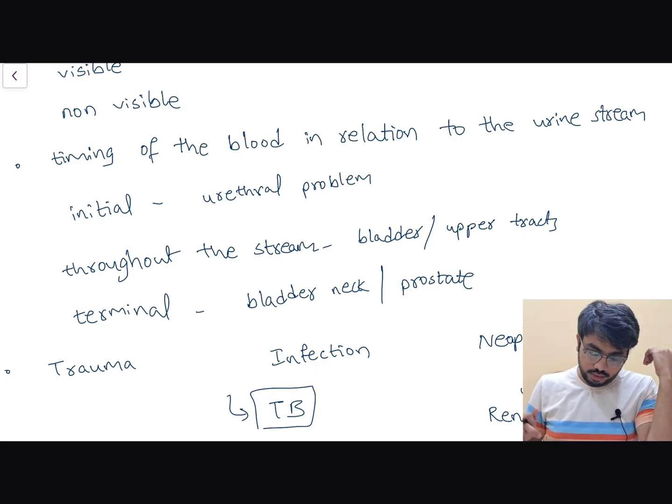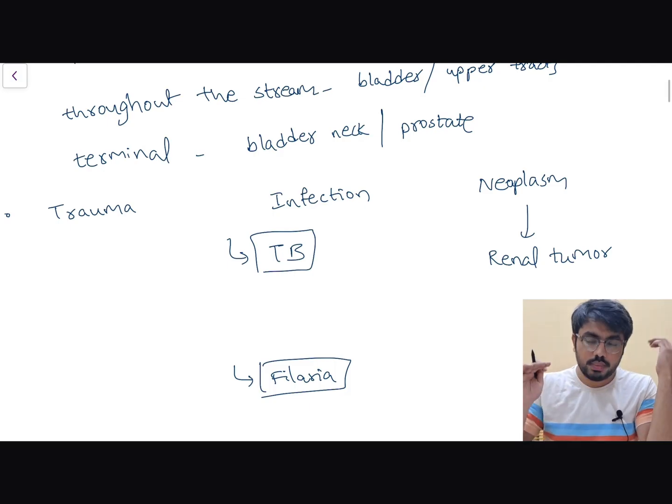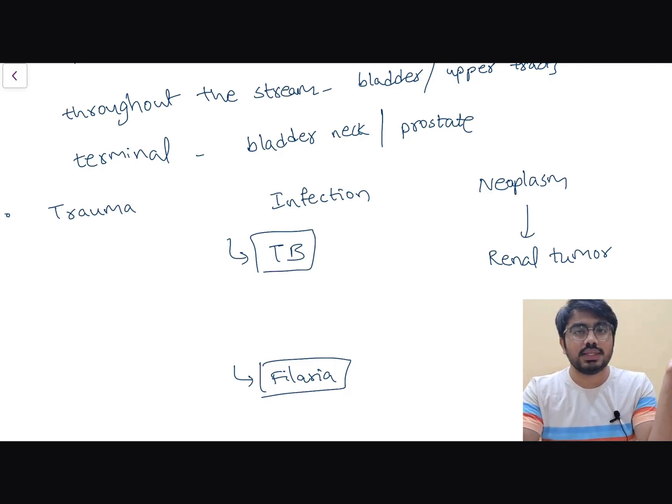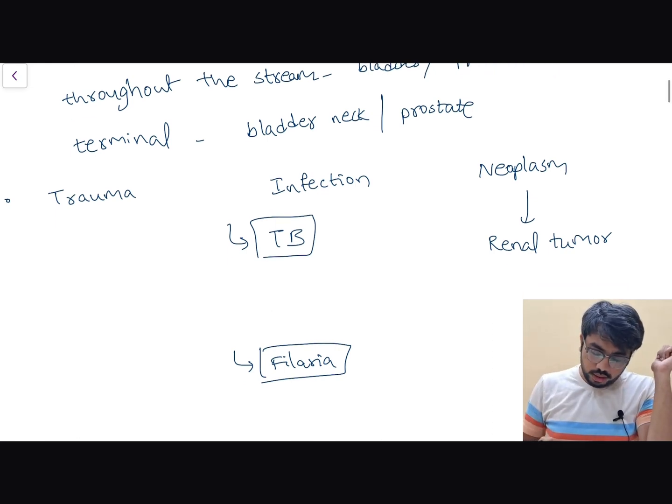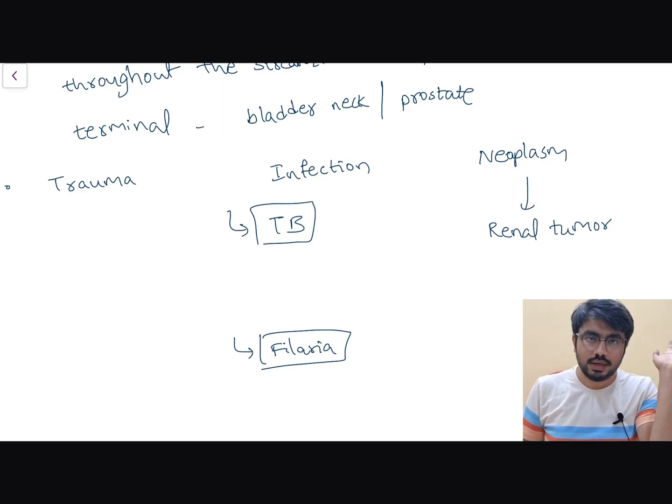Okay. Now we will move ahead. I have already told you trauma, infection and neoplasm are the things which are part and parcel of what? Hematuria. Now, the trauma part we will discuss separately in other questions. Urethral trauma and urinary bladder trauma are all completely different entities. We will discuss them in the future.